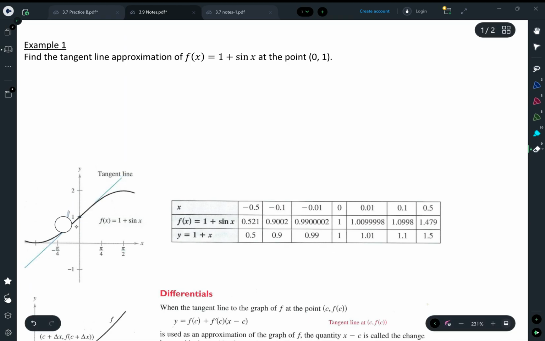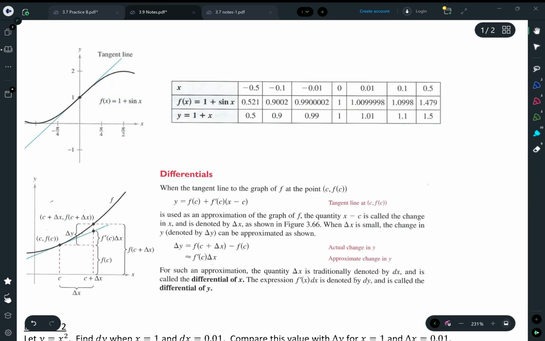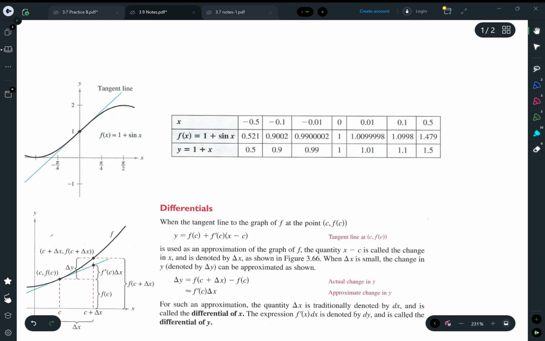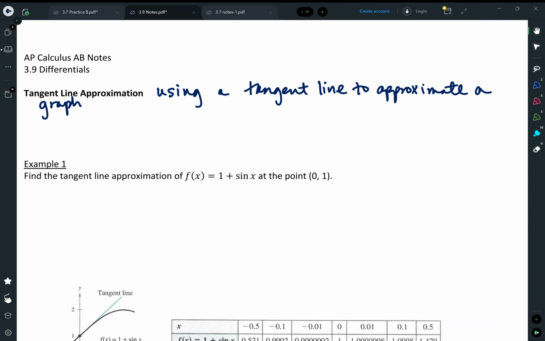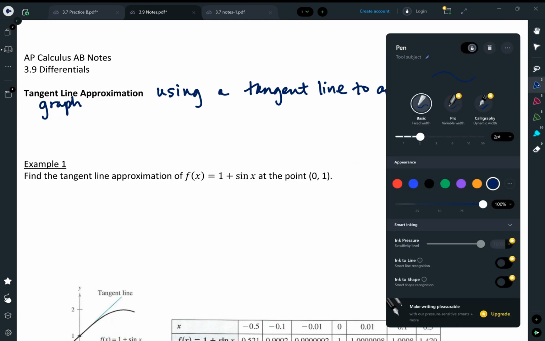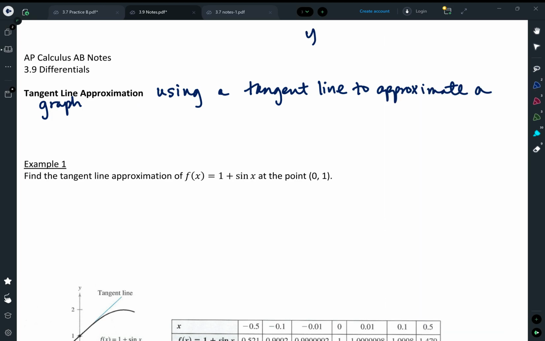So for this top section here under tangent line, what your book wants us to add in, which is kind of what we have down here under differentials, but don't worry about that yet, is they're talking about using the point slope form of a line. So if you think of point slope, I'm going to write that at the top. Your point slope is y minus y1 equals m times x minus x1.